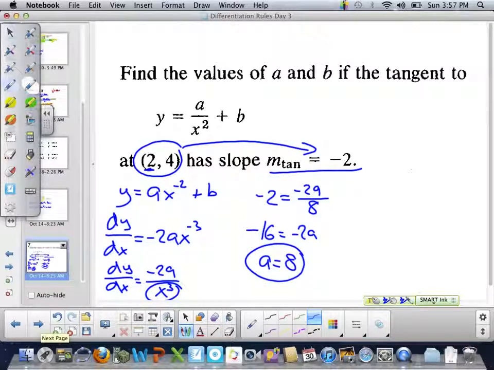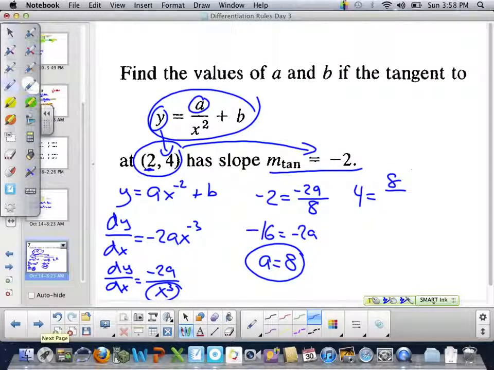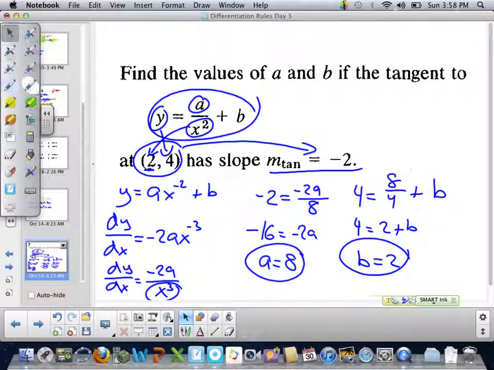Plug in everything I know into the original equation. y is 4. a is 8. x squared, well, x is 2, so 2 squared is 4. I still don't know b, but I have enough to solve it. 4 equals 2 plus b, so b equals 2.